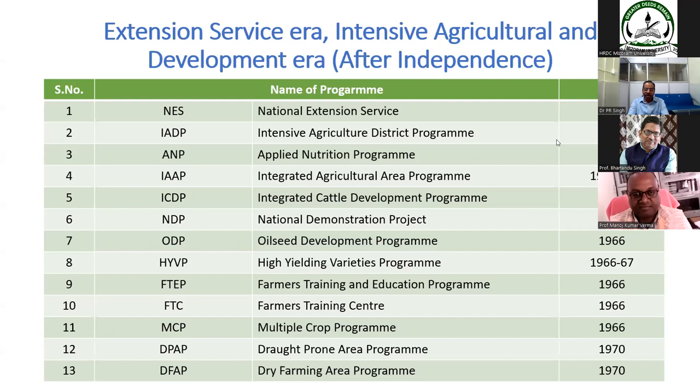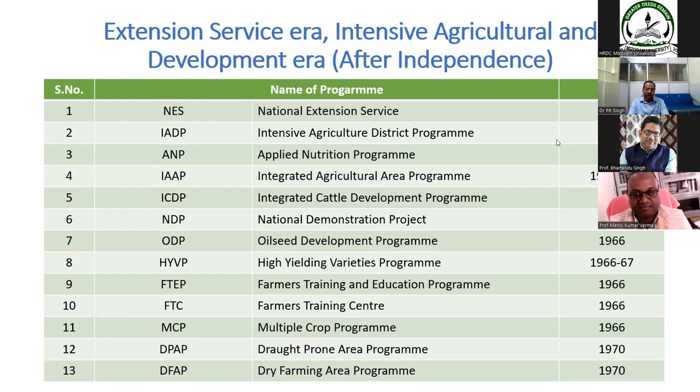Then national demonstration projects started in 1965, because our country suffered from low productivity in the entire region, in every crop, and also in oilseeds. Low productivity, if we compare with other countries. In wheat production, we are low in comparison to Canada, USA, and other countries. At that time, rice productivity was more in Indonesia and some others per acreage. I'm talking about per acreage production.